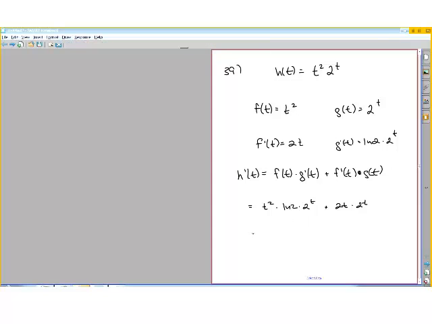So we're going to be able to simplify this a little bit because we can factor out a t, because we have at least a t in both terms, and we can factor out a 2 to the t. So if we put this out in front, t times 2 to the t power, and what that leaves here is natural log of 2 times t, because we still have one t left over, and the second part we just have 2. So that would be the derivative: t times 2 to the t times the quantity natural log of 2 times t plus 2.